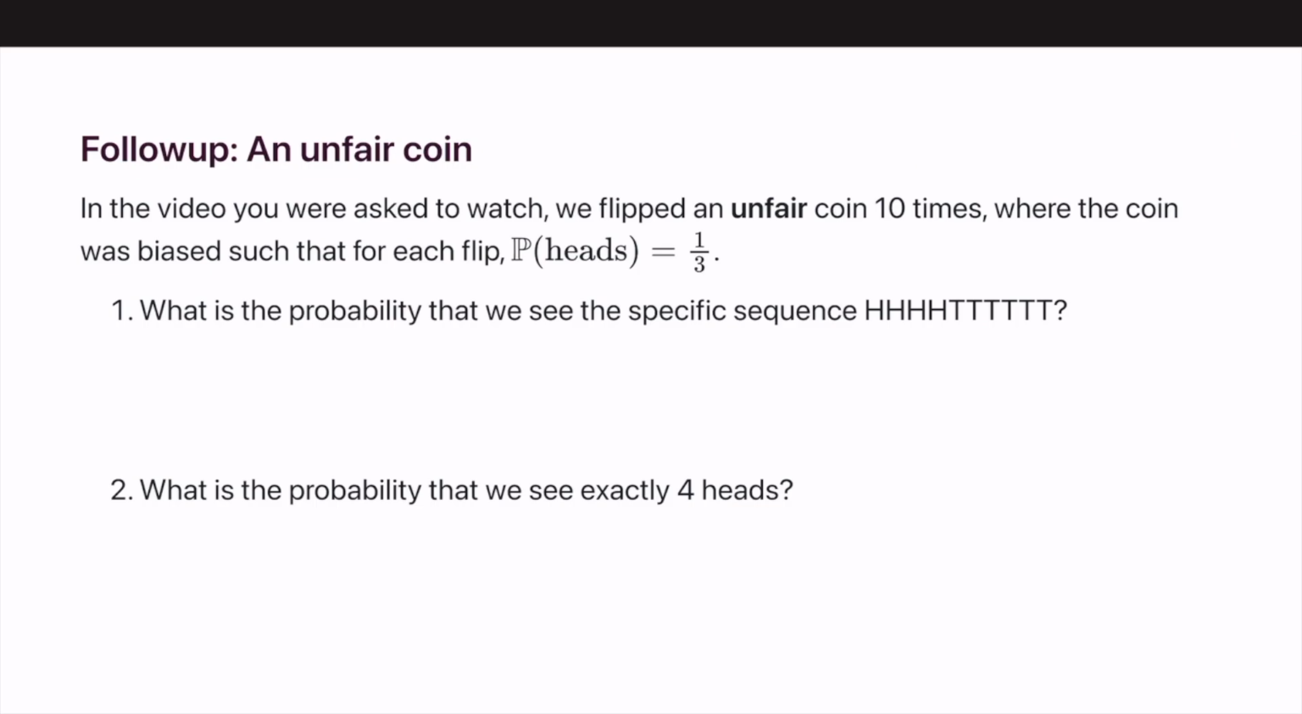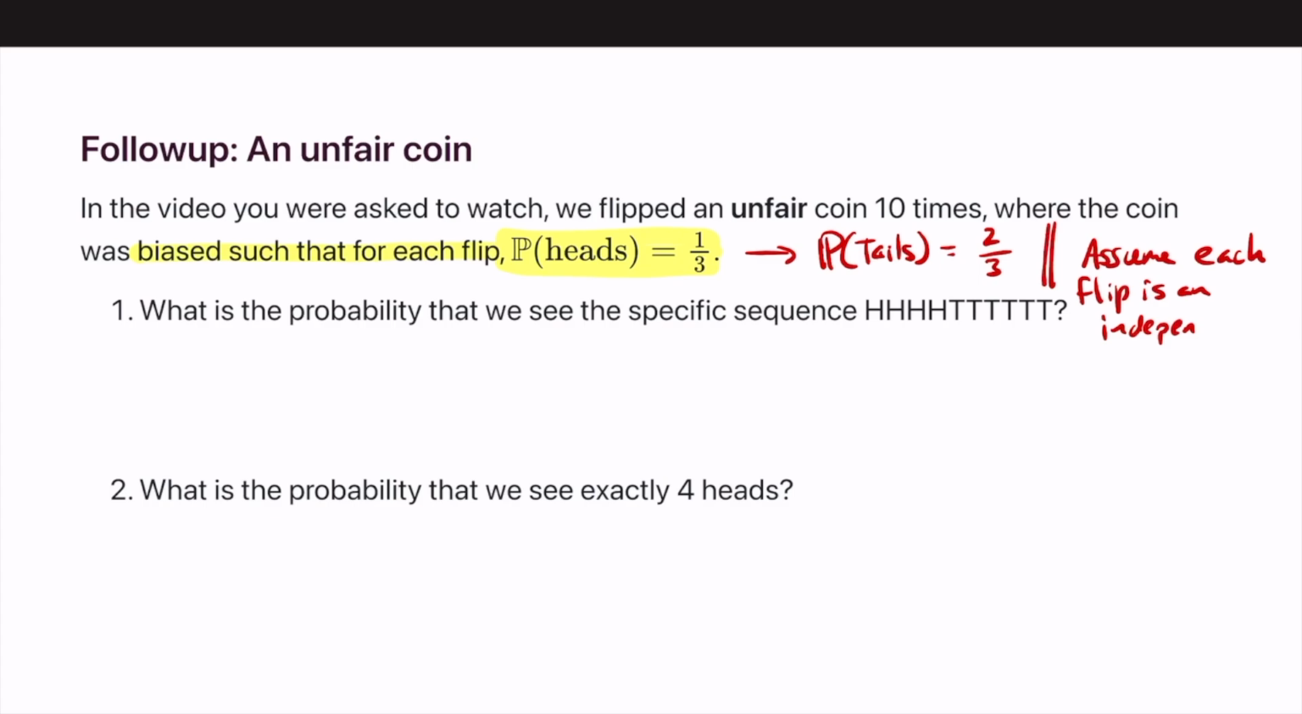But in this example, we have an unfair coin. This is really the key here: it has a bias, such that for each flip, the probability of heads is 1/3, which, if we remember the complement rule, would imply that the probability of tails is 2/3. And then we can also assume each trial, or each flip, is an independent event. Okay, so that's what we'll assume.